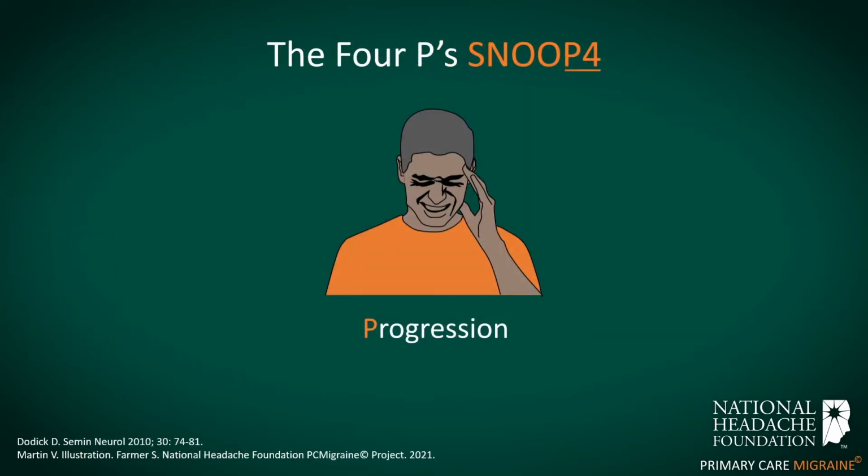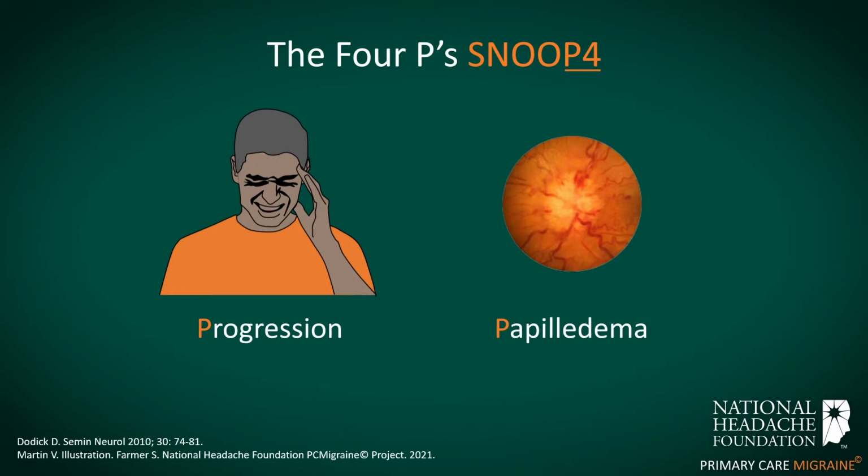The first P represents progression, which means there has been some change in the past headache disorder. They may present with a different type of headache, or there may be a change in their frequency of headaches. Those with more frequent headaches or those unresponsive to preventive medications may warrant further evaluation. The second P is papilledema, which can be seen in those with intracranial hypertension or brain tumors.